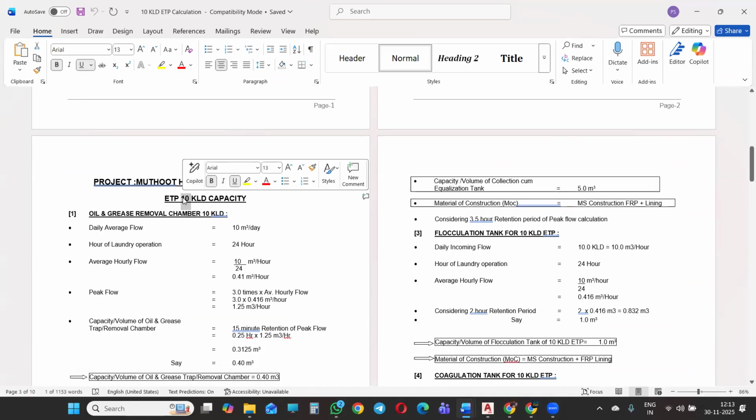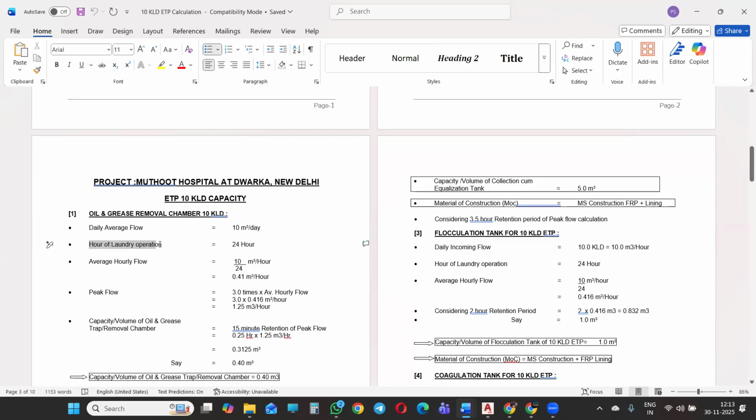ETP capacity depends upon the capacity we have derived. For example, OT, kitchen area, whatever the demand is going to be, accordingly the ETP capacity will be there. That's clear? So 10 means, with hourly laundry operation of 24, we divide the average flow 10 by 24, that is 0.41 meter cube per hour.